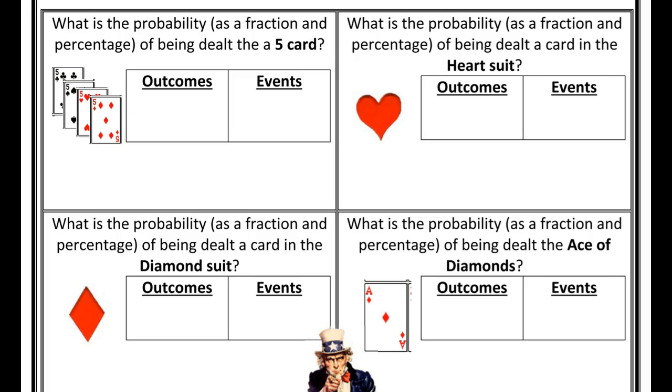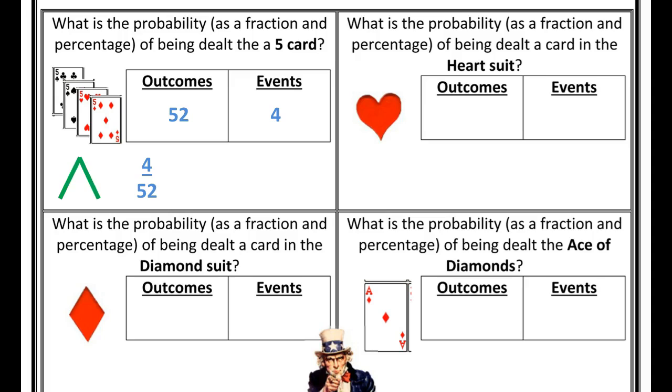Let's look at the probability with cards. What's the probability, as a fraction and a percentage, of being dealt a 5 card? So altogether we know there's 4 5 cards. That's a total of 52 outcomes, 52 possible cards in a deck. 4 of them are 5 cards. So that's a total of 4 over 52.